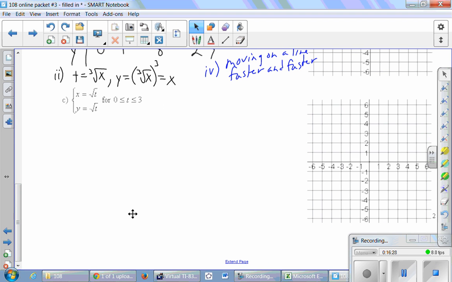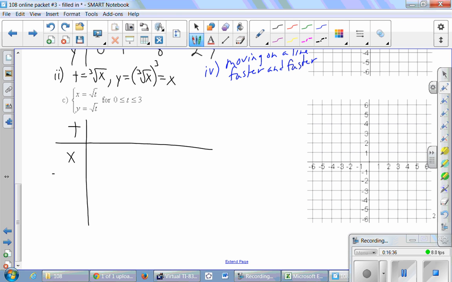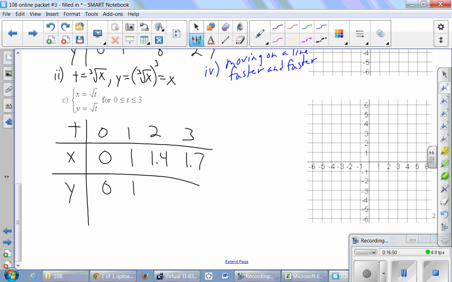Okay, part C, root t, between 0 and 3. Same idea. Square root of 0, square root of 1, square root of 2 is about 1.4, square root of 3 is about 1.7. And these guys are exactly the same. So we'll get these points here: 0, 0; 1, 1; 1.4, 1.4; 1.7, 1.7. Let's try that 1.4 again. 1.4, 1.4 is there. 1.7, 1.7 is very nearby. So we get the same line, but now in the first second we cover this distance, and in the second second hardly anything, and in the third second we barely move at all. So our observation about the motion here is that it's again on a line, but slower and slower.